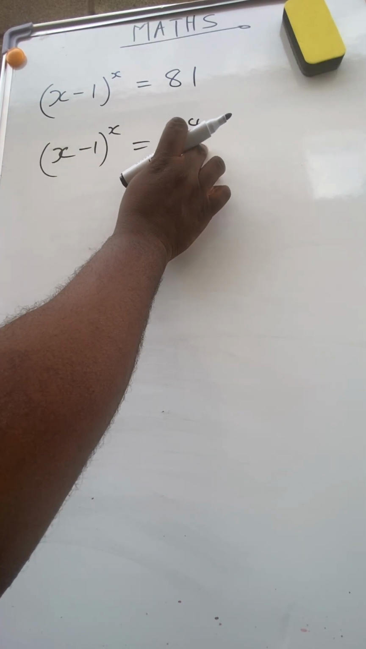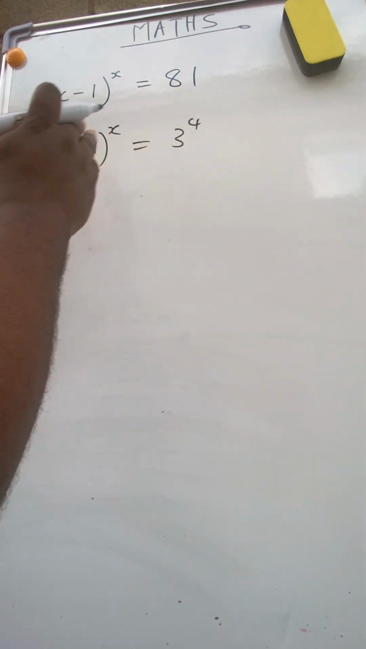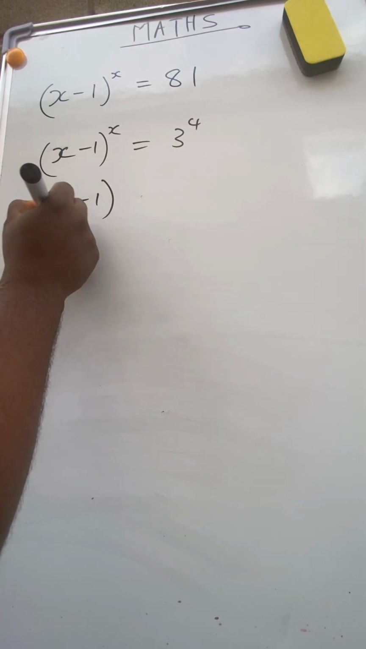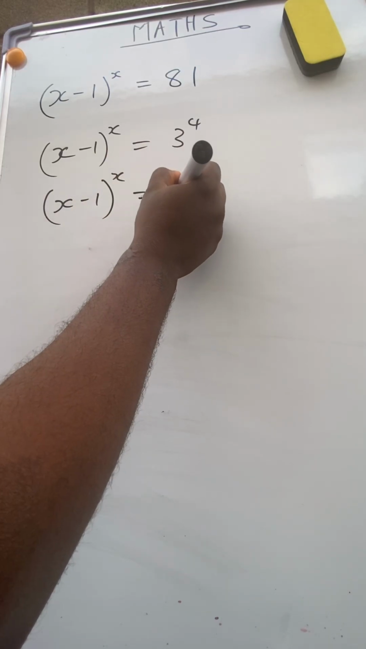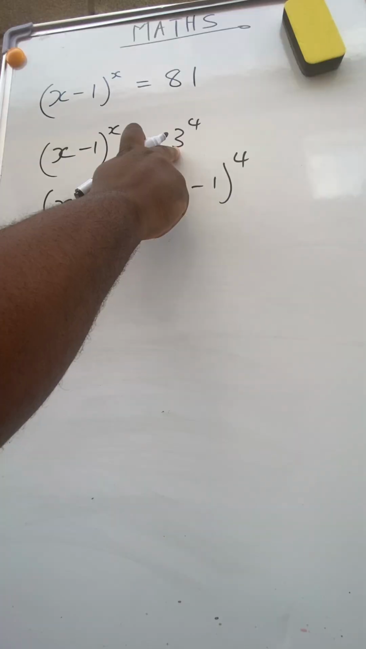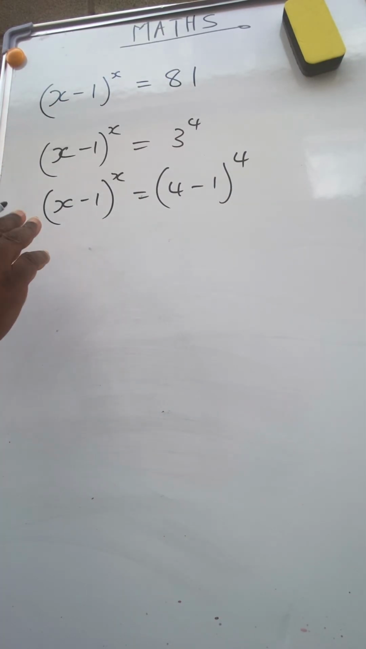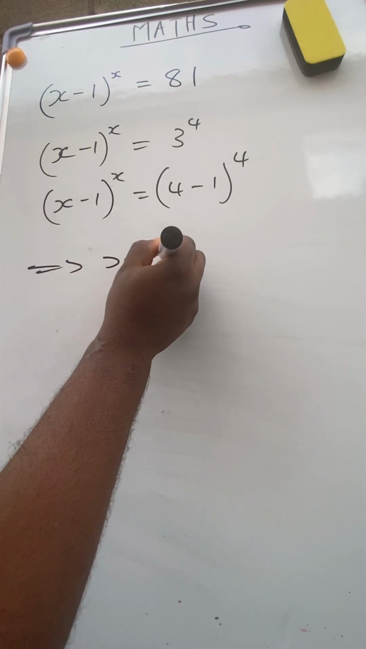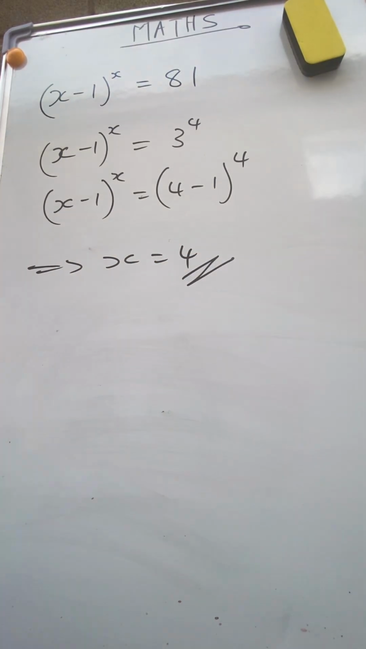So that means, in order for me to get the value of x, I need to compare the left-hand side and the right-hand side together. (x minus 1) all raised to the power of x is equal to (4 minus 1) all raised to the power of 4. 4 minus 1 is equal to 3 raised to the power of 4. Comparing the two sides together, that implies that x is equal to 4 in a simple and fastest way.